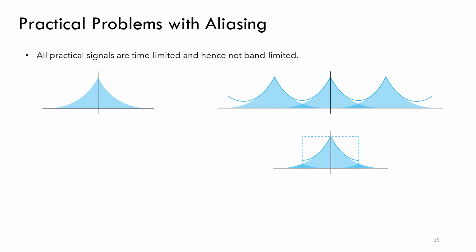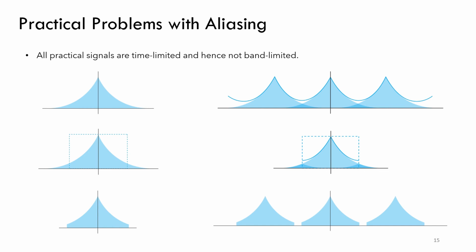But what if we filter our signal even before sampling, in such a way that we manage to keep most of the information? Of course, we lose some information, but we are saving it from double damage because now the replicas don't overlap.